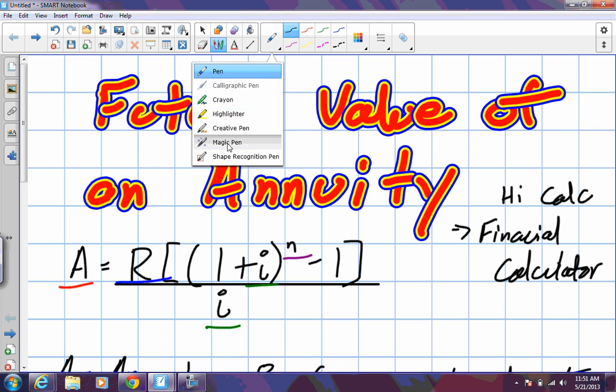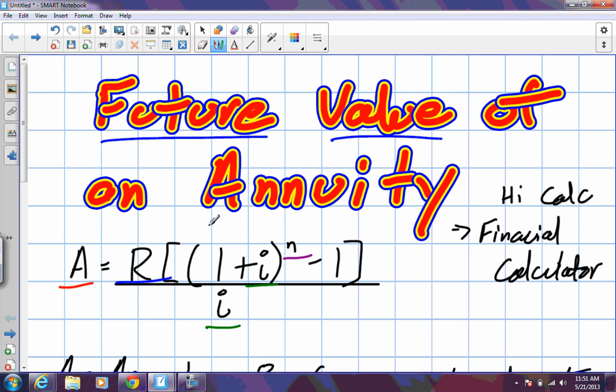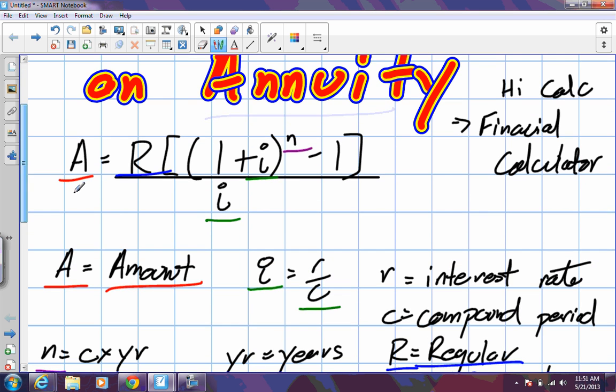Okay, we're going to be going over the future value of an annuity. So we have to talk about what an annuity is. An annuity is an account where you make regular payments into the account. This is different from calculating just compound interest.